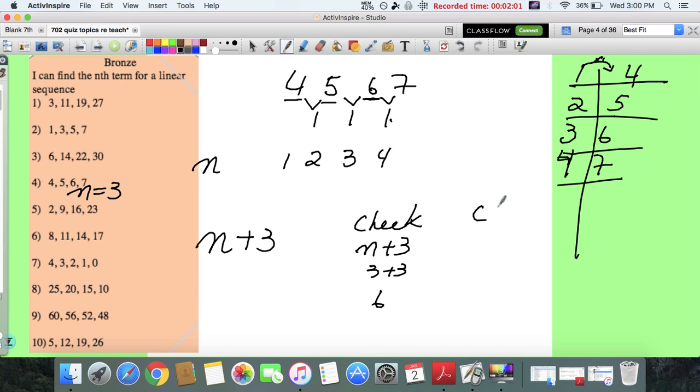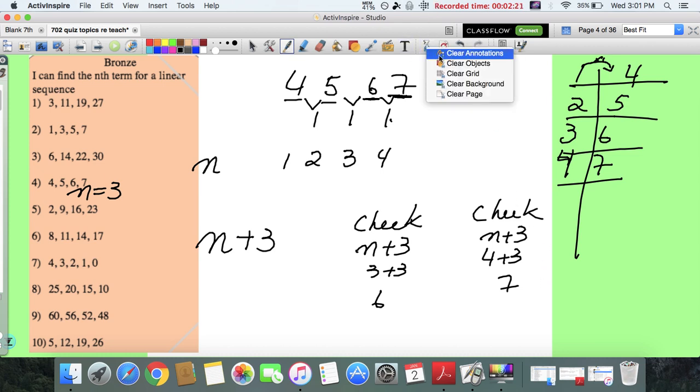Check one more time. Here's my n plus 3. So let's take the fourth term. The fourth term is a 7. So let's see if I get a 7. So when n is 4, I get 4 plus 3. And I indeed get a 7. Okay, so that seemed to work. So these are the easier ones, the linear sequences.